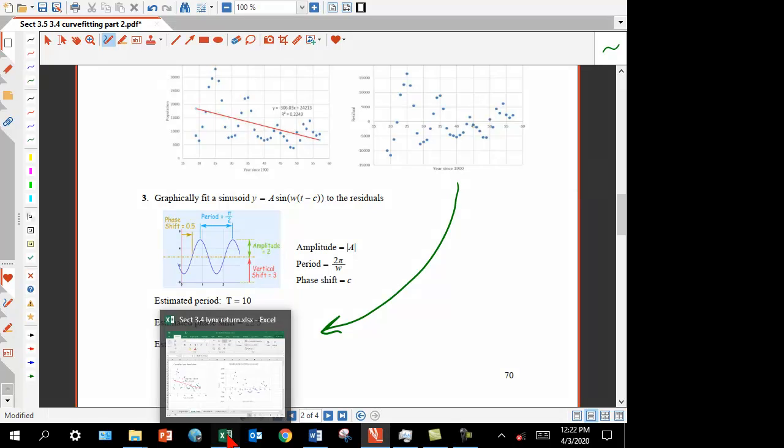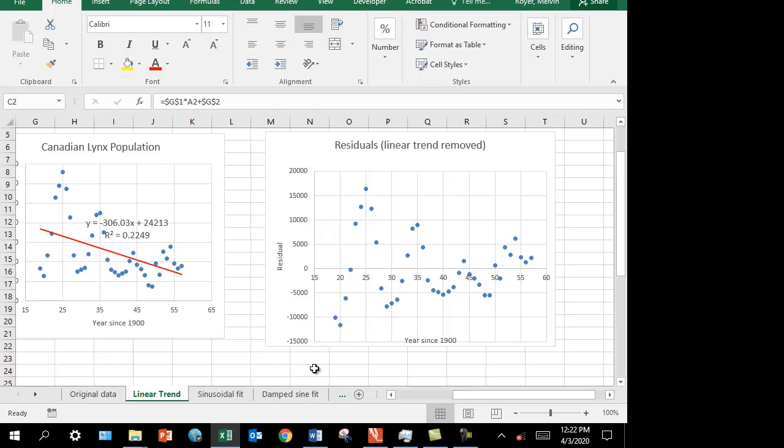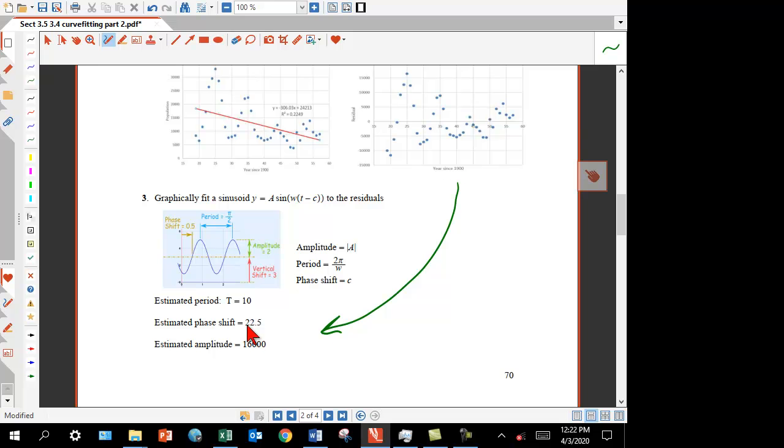Regarding the phase shift, the easiest place to see that might be right here. So the sinusoid is coming up and then down here, and it's crossing the horizontal axis here at about 22 or 22.5, something like that. So I'm going to use the number 22.5 for my phase shift.